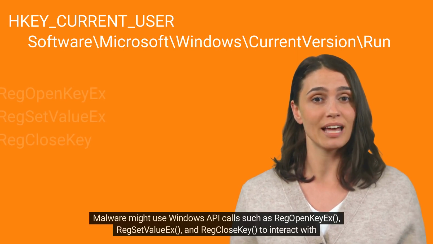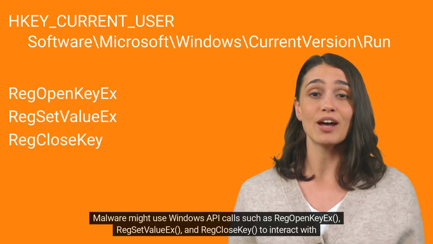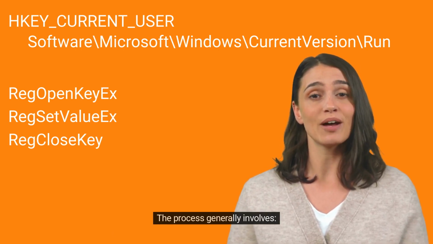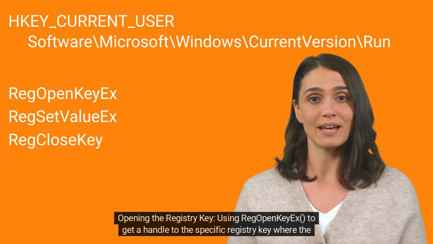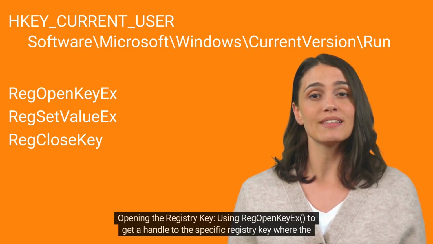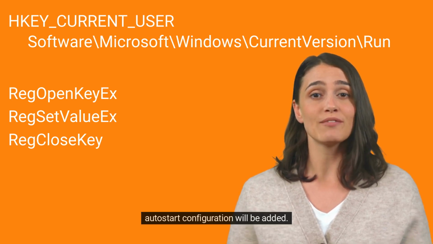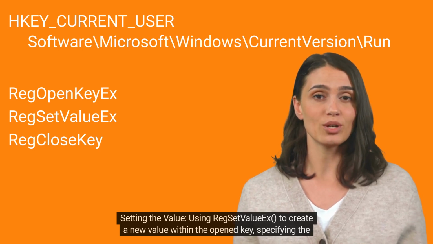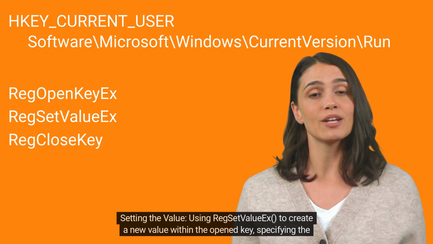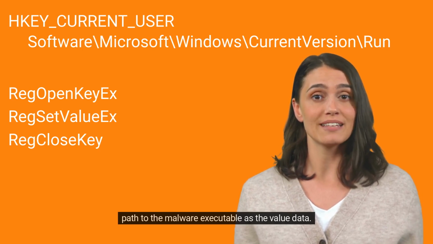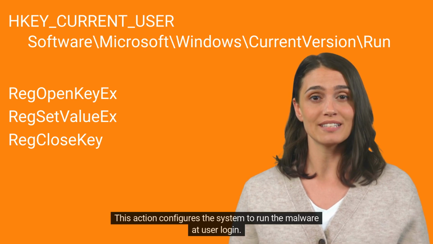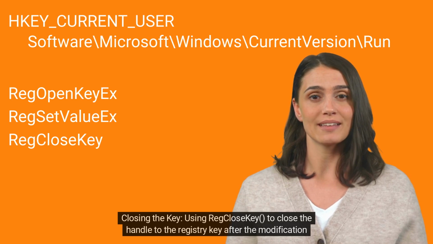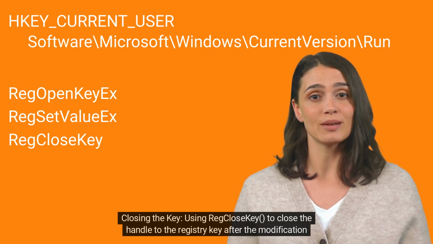Malware might use Windows API calls such as RegOpenKeyEx, RegSetValueEx, and RegCloseKey to interact with these registry keys. The process generally involves opening the registry key, using RegOpenKeyEx to get a handle to the specific registry key where the Autostart configuration will be added. Setting the value, using RegSetValueEx to create a new value within the opened key, specifying the path to the malware executable as the value data. This action configures the system to run the malware at user login. Closing the key, using RegCloseKey to close the handle to the registry key after the modification is made.